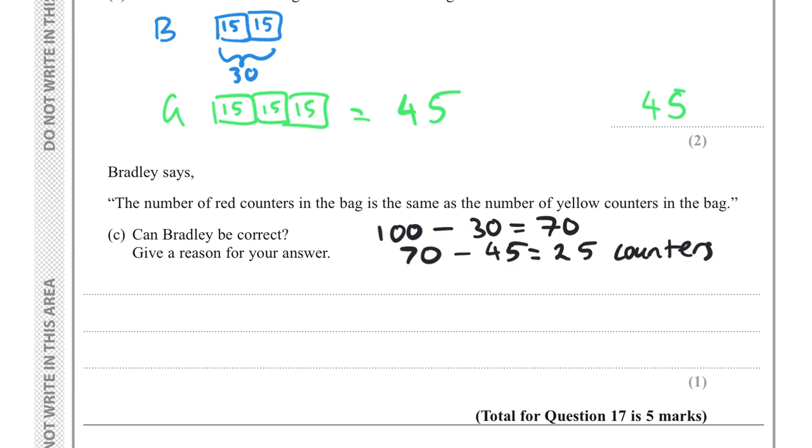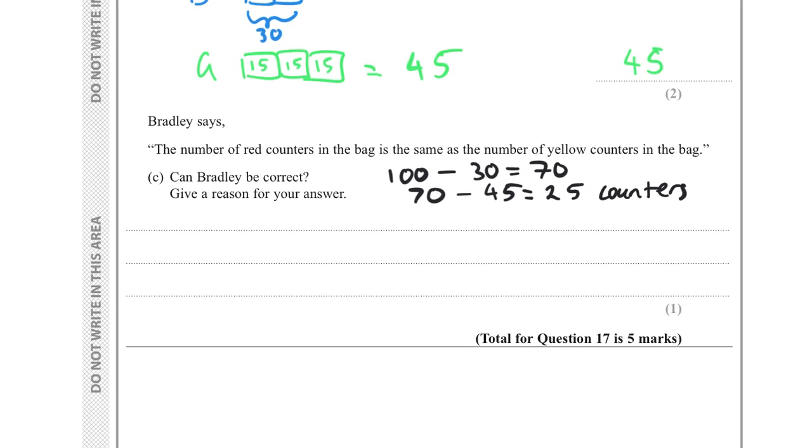Have a think right now. Has Bradley got a chance here? I don't think he has a chance. I think he's made an error. Why I don't think it's possible? 25 divided by 2. Go on, divide it by 2 now. You're not getting a whole number. It's not happening. Alright, you get 12 and a half. You can't have half a counter. So Bradley, unfortunately, no. You've had a blunder. No. Bradley can't be right.